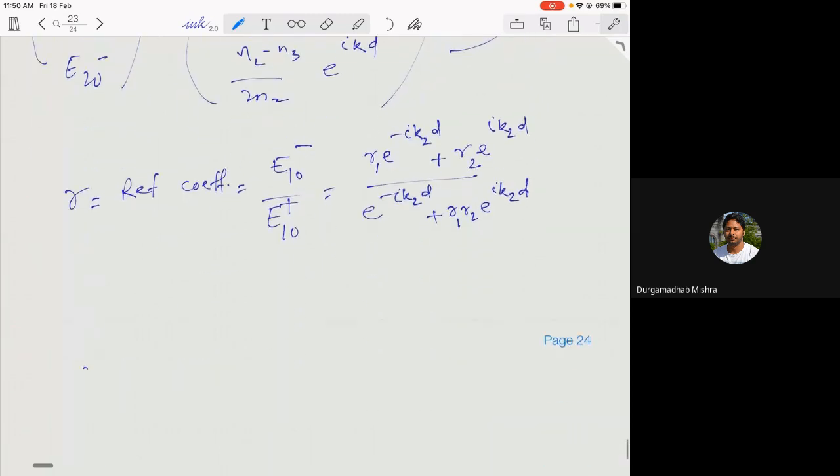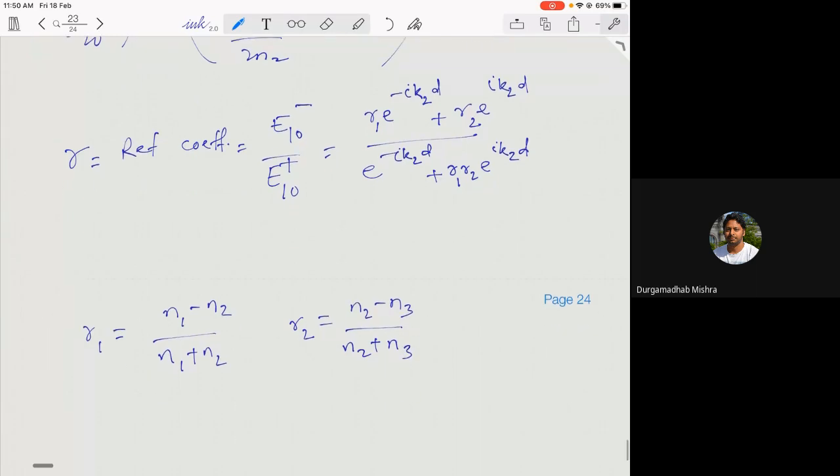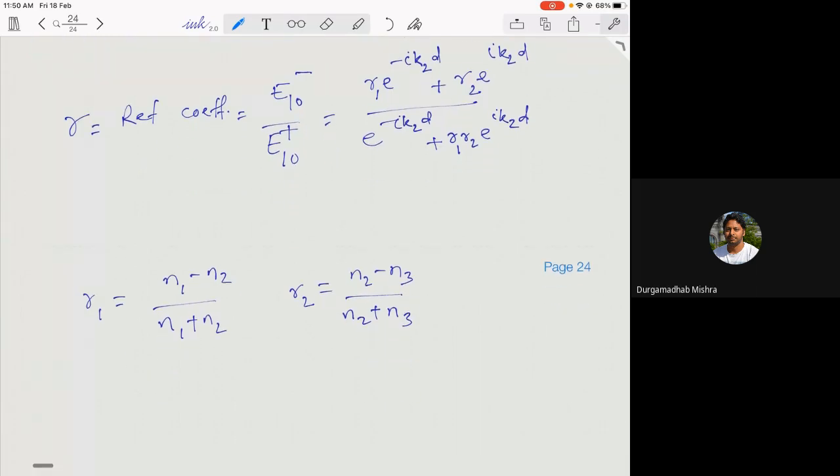And what is R1 and R2? R1 will be N1 minus N2 divided by N1 plus N2, and R2 will be N2 minus N3 divided by N2 plus N3. So this is the reflection coefficient at the first boundary, and this is the reflection coefficient at the second boundary. And the total reflectance would be the modulus of R square. And if you do that, you'll get an expression R1 square plus R2 square plus 2R1 R2.